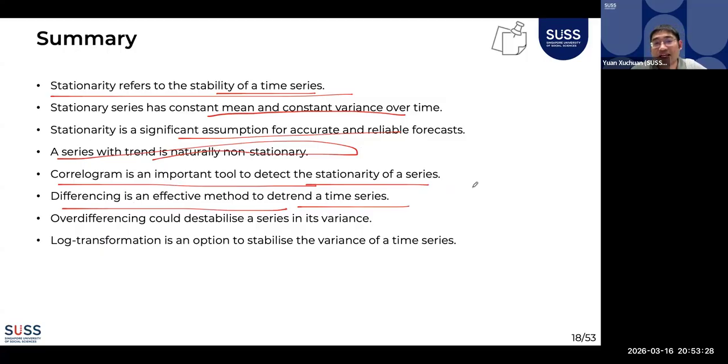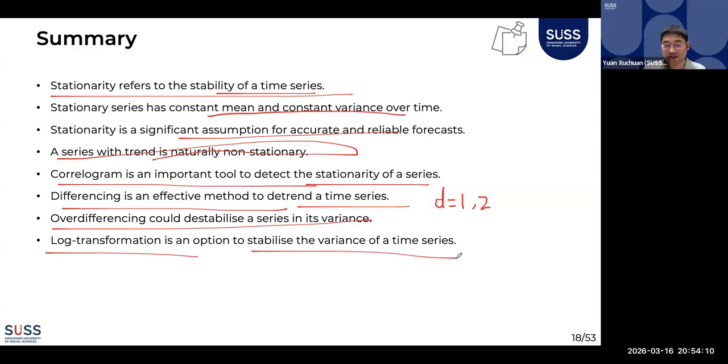So later we will discuss the ARIMA model. This d will refer to the order of your difference, right? d equal to 1 is the first order difference. d equal to 2, you need to do second order difference, and then you fit with an ARMA model, okay? But you need to avoid over-differencing because the variance of your differenced time series will become bigger, right? So you can consider log transformation, especially for financial time series where all the data are positive. You can remove the heterogeneous variance issues.